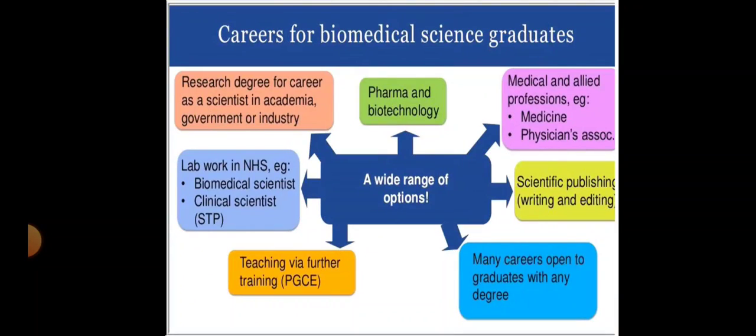Careers for biomedical science graduates offer a wide range of options. First is pharma and biotechnology, then medical and allied professions, for example medicine and physician associate, then scientific publishing, writing and editing, then many careers open to graduates with any degree, then teaching via further training, lab work in the NHS, for example biomedical scientist, clinical scientist, then a research degree for a career as a scientist in academia, government or industry.